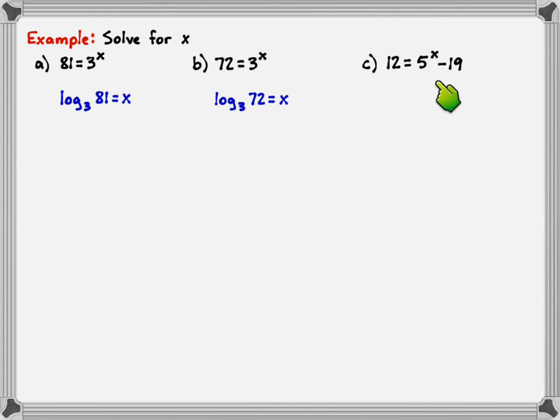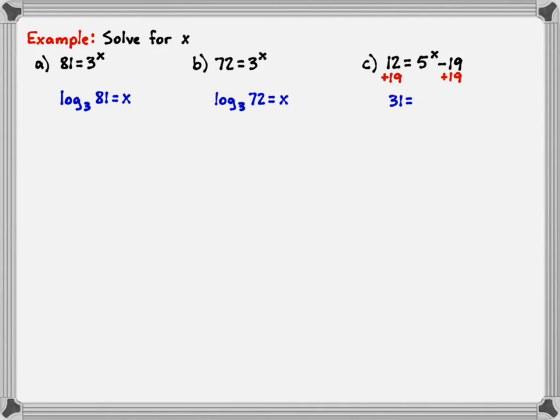Now, in part C, there's an extra step that needs to be taken care of first. In order to get x by itself, we need to get the exponential expression by itself. So we need to get rid of this 19 first. So we're going to go ahead and add 19 to both sides first.